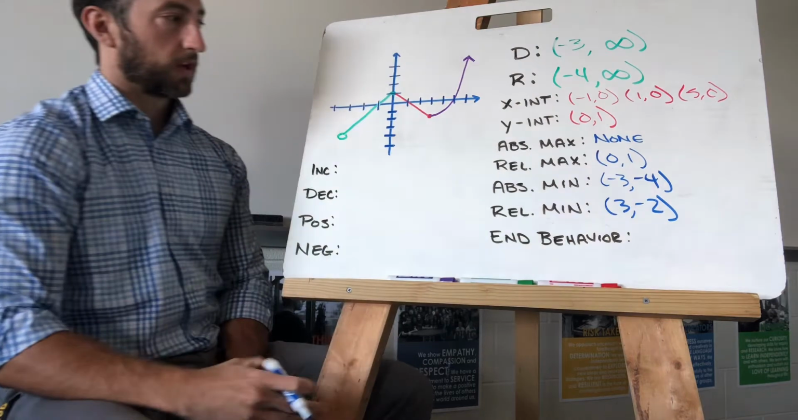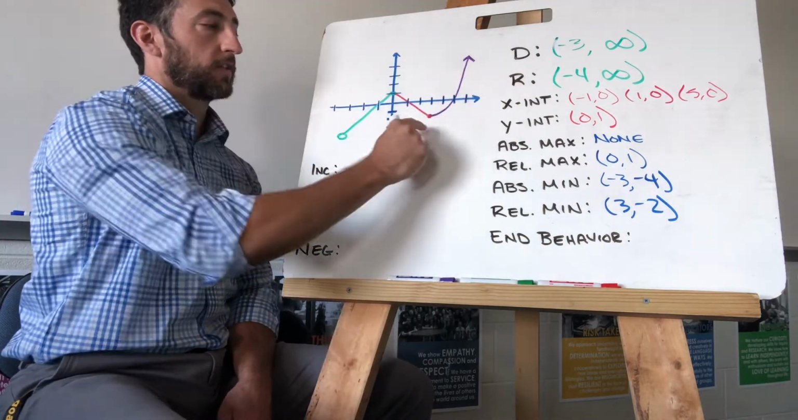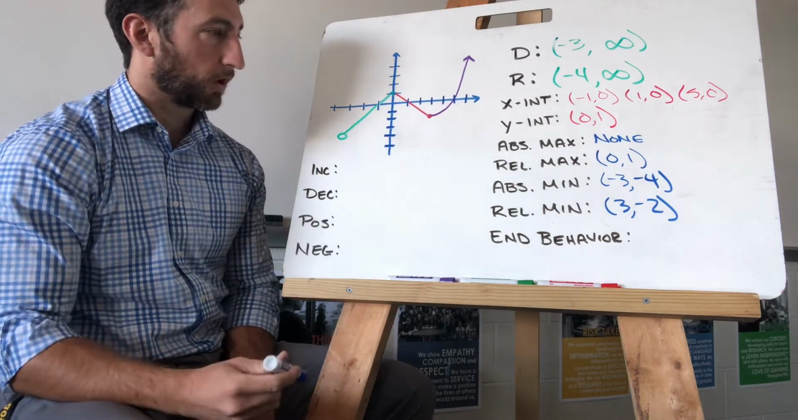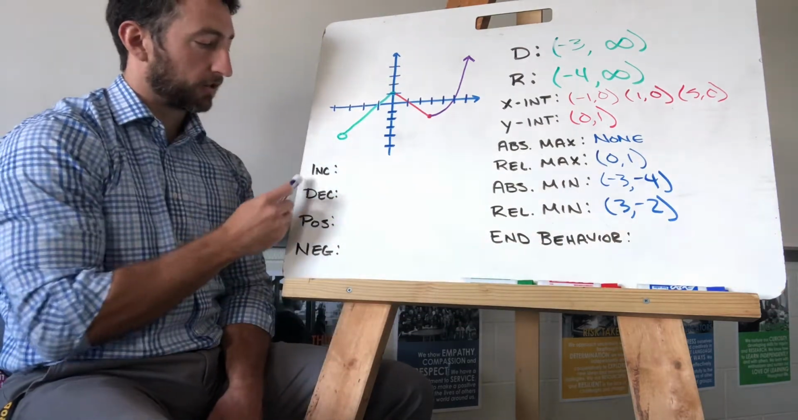And that is going to be our relative minimum. So remember, that's where it's going from decreasing to increasing. That point where it changes, that's going to be our relative minimum. All right, so we got those. All right, then we want to talk about increasing and decreasing.